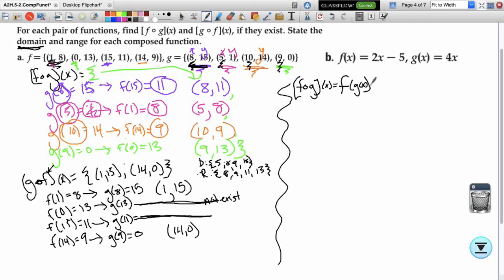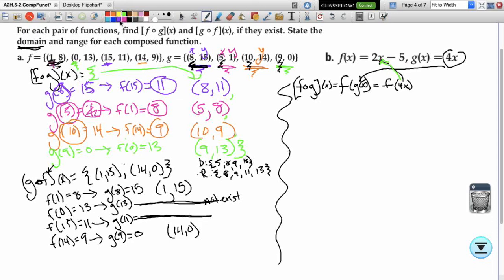So I'm going to take my g of x function, which is 4x. Okay, that's what g of x equals, and I'm going to plug that into f of x. So I'm going to do f of 4x, essentially. So I'm going to come to my f function. Everywhere that an x happens, I'm going to plug in 4x. Okay, so I'm going to plug in my 4x here.